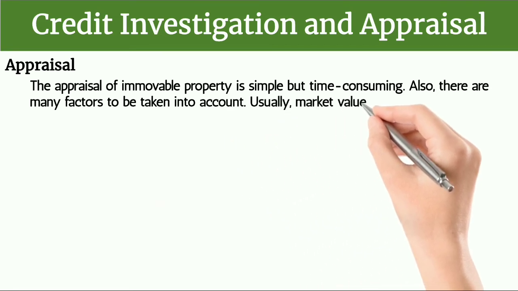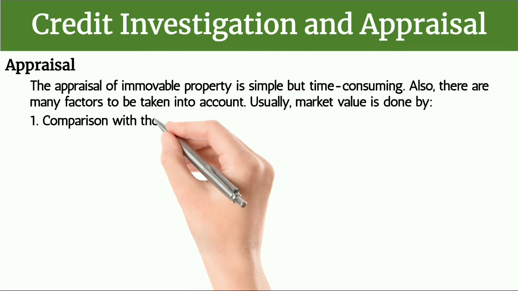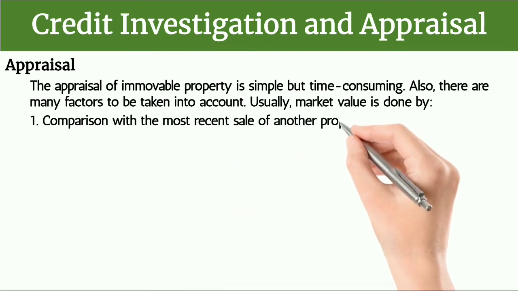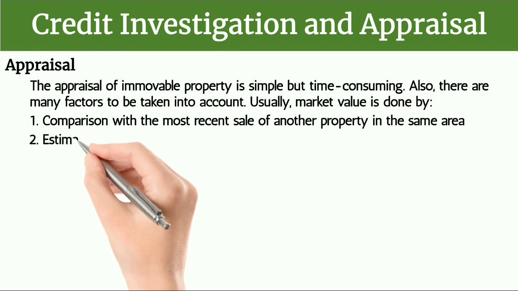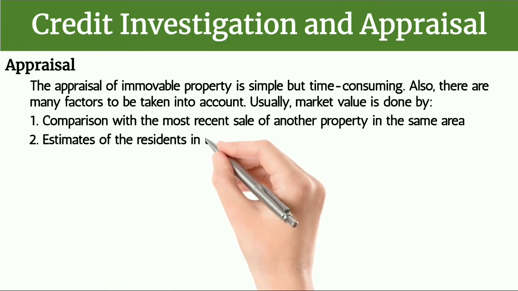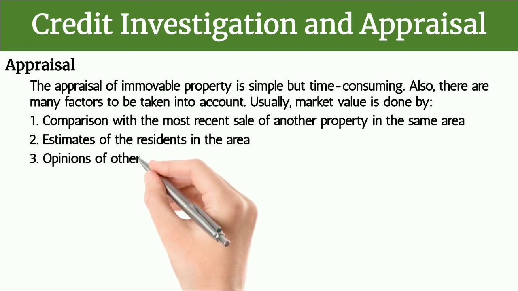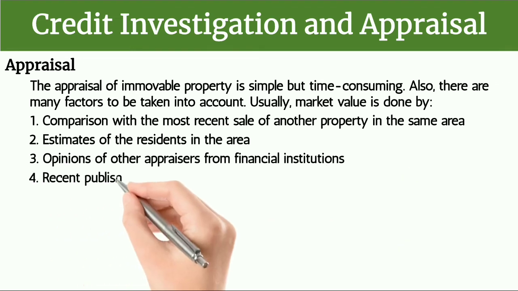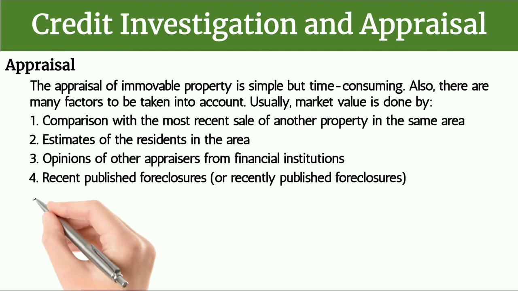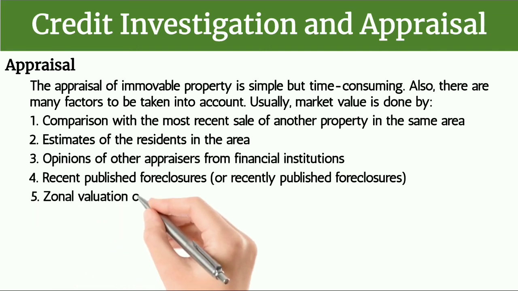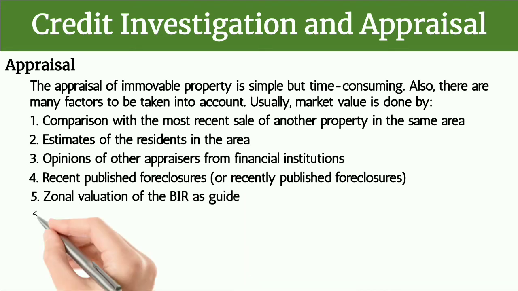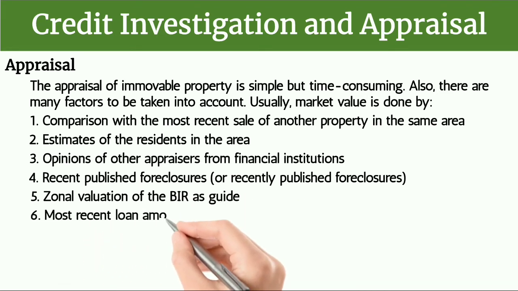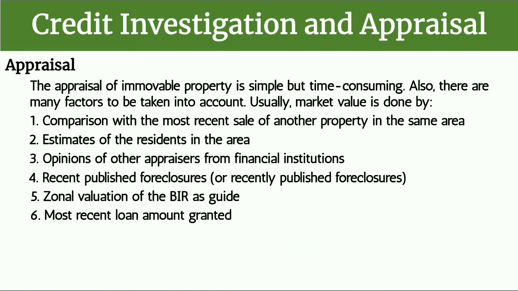Usually, market value is done by, first, comparison with the most recent sale of another property in the same area. Second, estimates of the residents in the area. Third, opinions of other appraisers from financial institutions. Fourth, recent published foreclosures. Fifth, zonal valuation of the BIR as guide. And sixth, most recent loan amount granted. Numbers 4, 5, and 6 need further explanation.